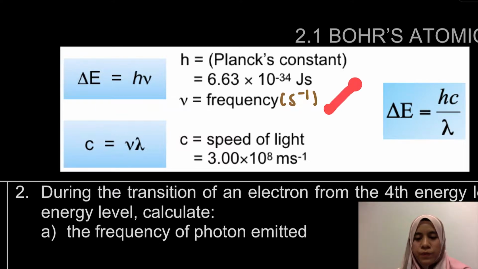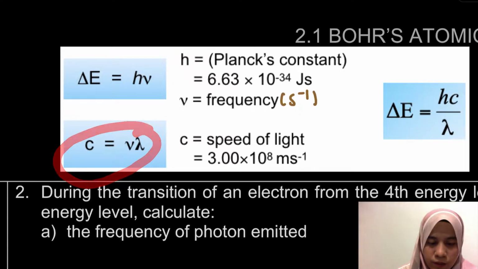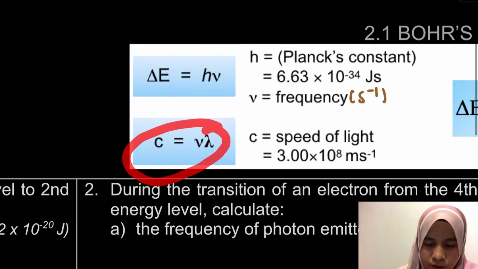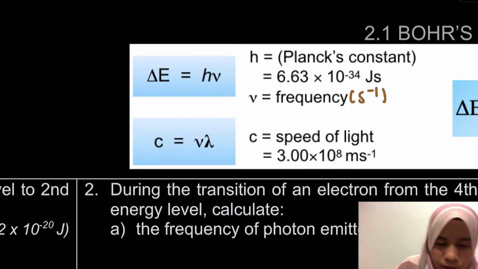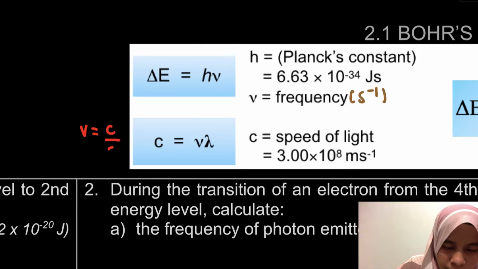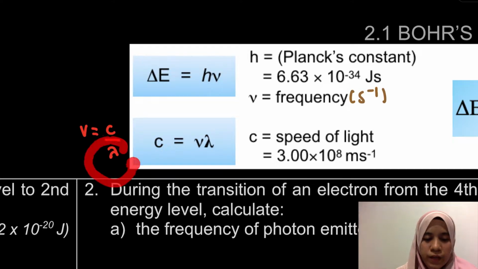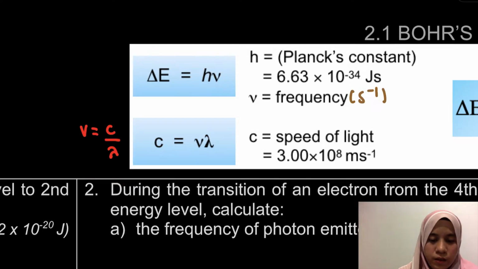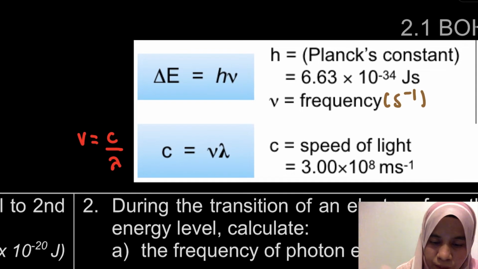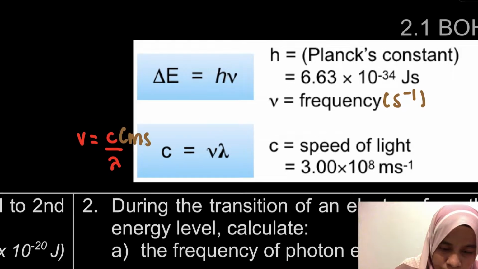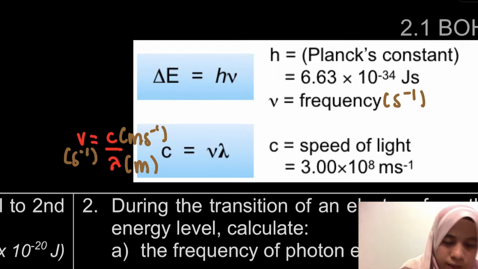Usually dia membagilah. Okay, and then we know that v equal to c over lambda, where c is your speed of light, 3 exponent 8 meter per second, divided by wavelength. So it means that unit dia mesti include lah. c is meter per second. So here wavelength unit dia adalah meter. So your frequency is per second.